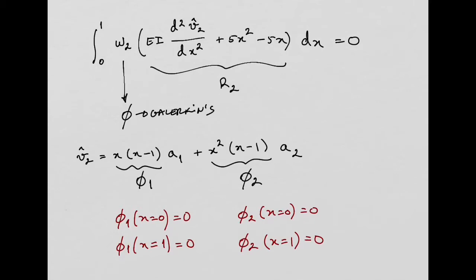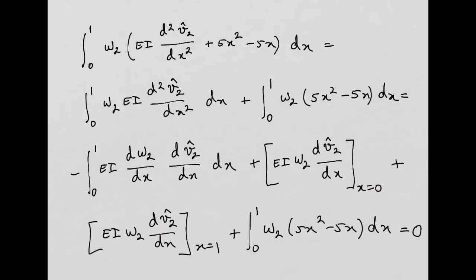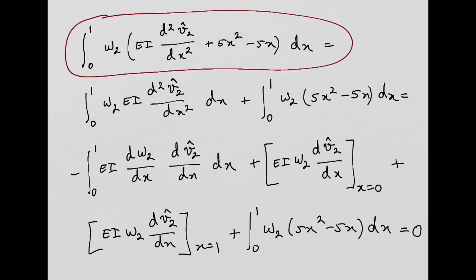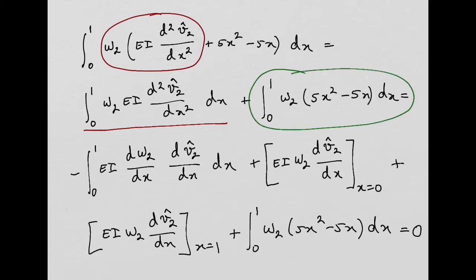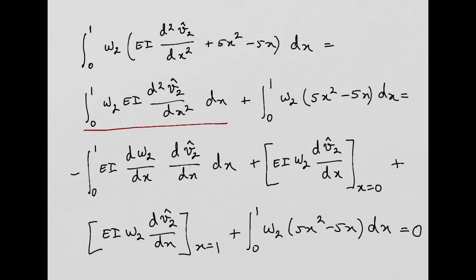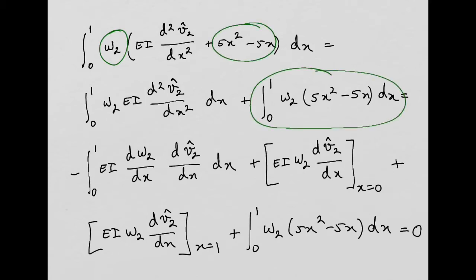Okay, so I'm going to integrate now this weighted residual by parts, okay? So this integral I'm going to integrate by parts. And before doing that, I did some transformation here. As you can see, this corresponds to this first term, this integral, and I'm separating. Now this integral here corresponds to W2 times this here, right? You can see, so I didn't do anything special.